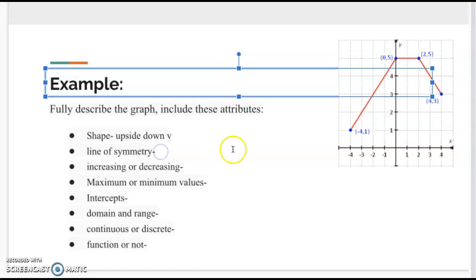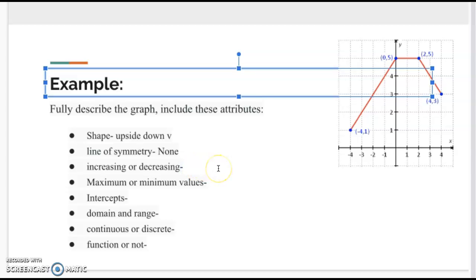Alright, now we're going to do a line of symmetry. Is there anywhere where I can just draw a straight line and that graph will be exactly matching on both sides? Not in this graph. There's no spot where I can draw an exact line and both sides match up, so there's none here.